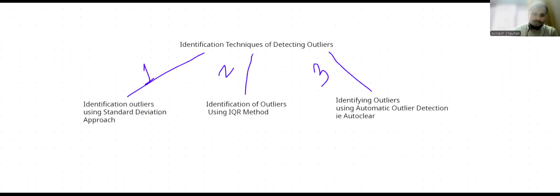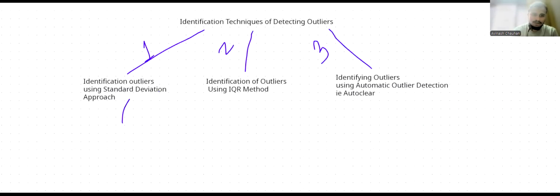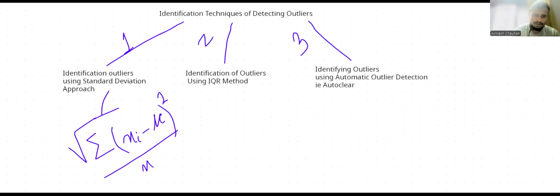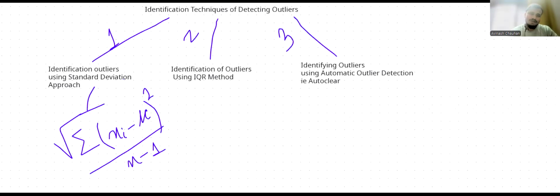Standard deviation approach, you know what the standard deviation approach is? It's the square root of sigma of (xi minus mu) whole square, divided by n minus 1. So basically, this was the formula for standard deviation when we were taking the sample data.